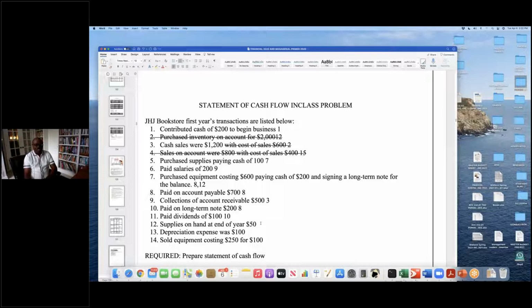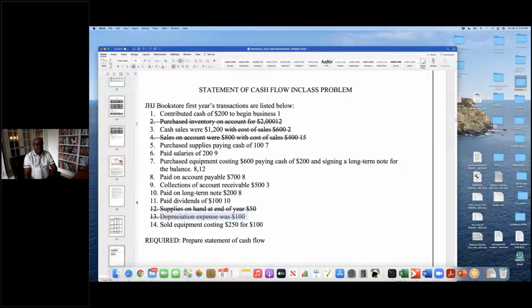Supplies on hand at the end of the year. What are we going to do there? Somebody talking about adjusting interest? Well, we know adjusting interest doesn't involve cash, so we're going to strike that. Depreciation expense does not involve cash, so we'll strike that. Then we sold equipment costing $250 for $100. So we don't worry about the $250.